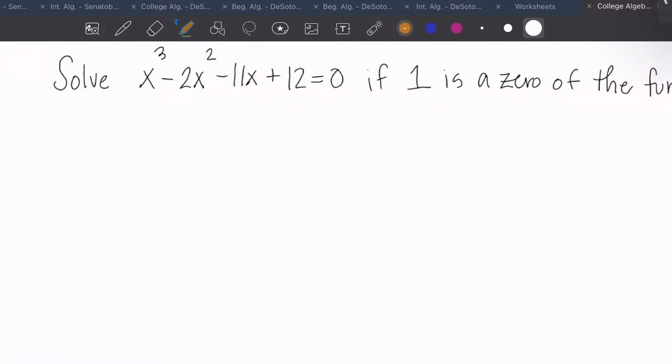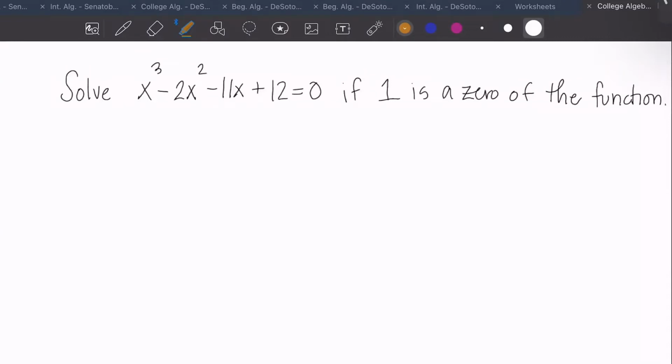All right, so it says solve this equation if 1 is a 0 of the function. What does that last part mean? That means if I plugged in 1 for x, I would get 0 equals 0. It is a 0 of the function. So we need to solve this knowing that 1 is a 0 of the function.